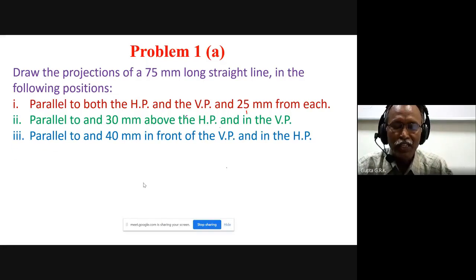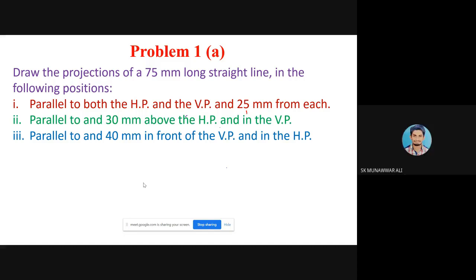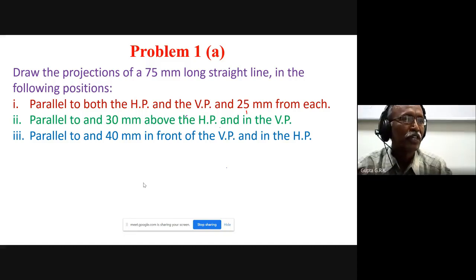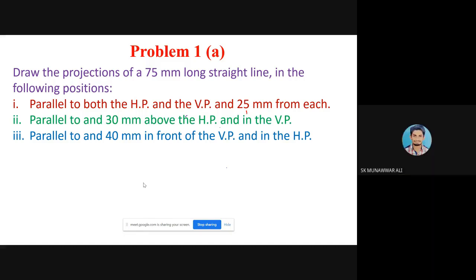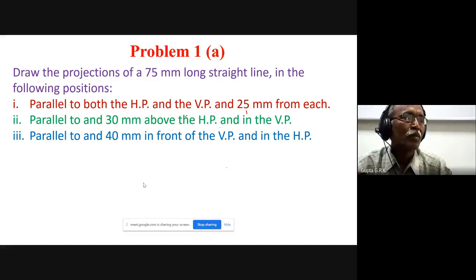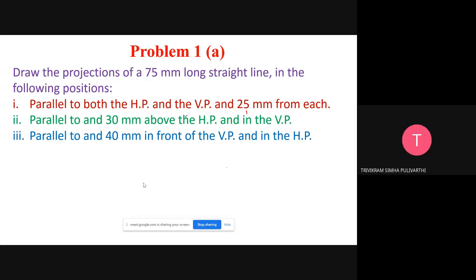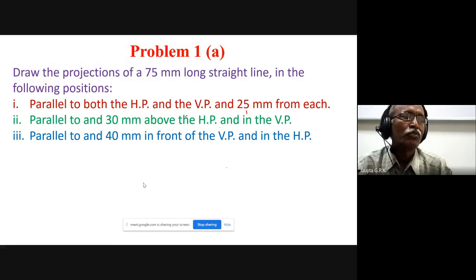Parallel to and 40 mm in front of the VP and in the HP. So how will it be? What about the front view? Where will be the front view? On XY. And the top view? Below XY. Below how much? 40 mm below XY. Okay.